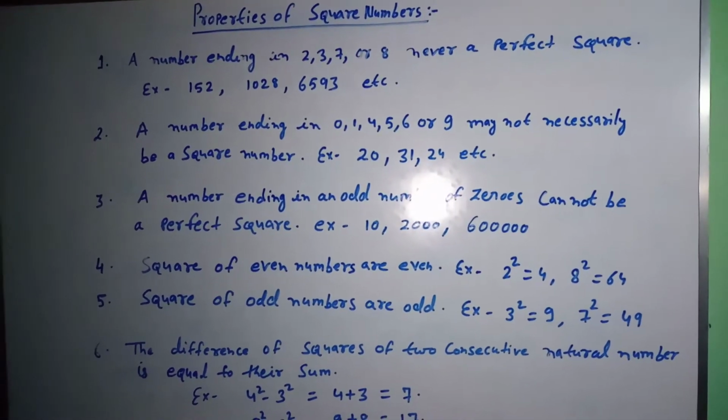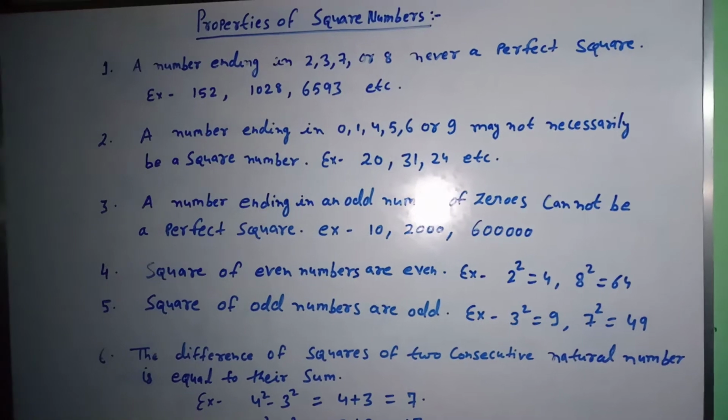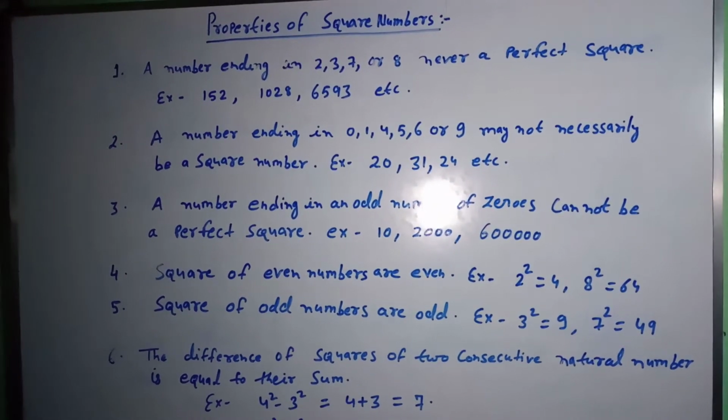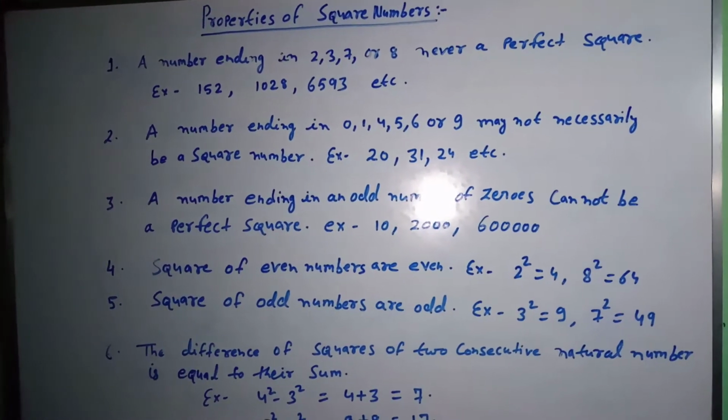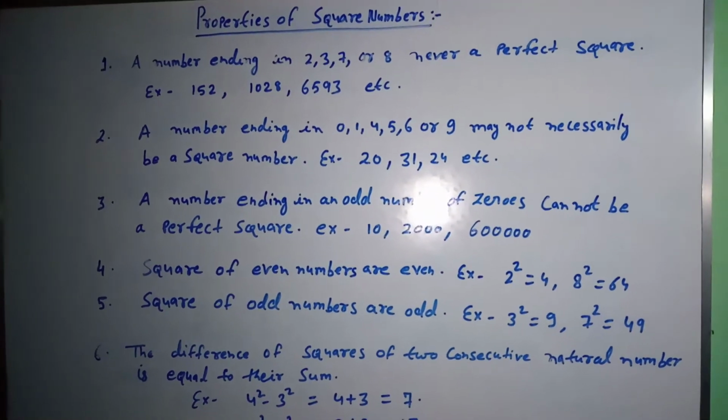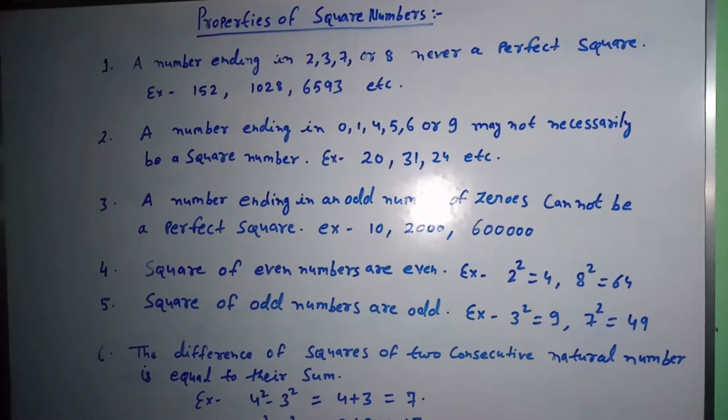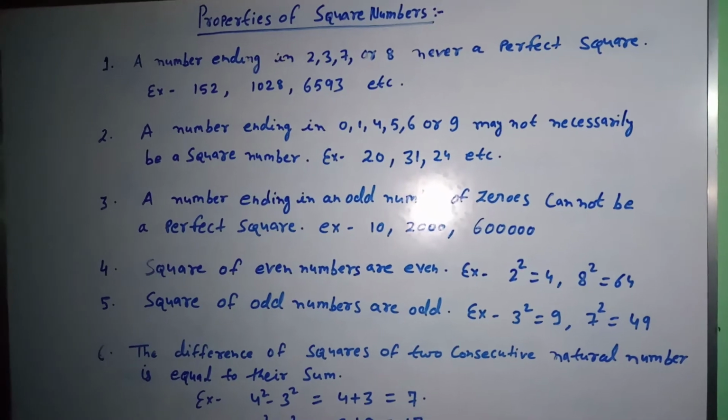properties of square numbers. So, the first property is the number ending in 2, 3, 7 or 8. Never a perfect square.